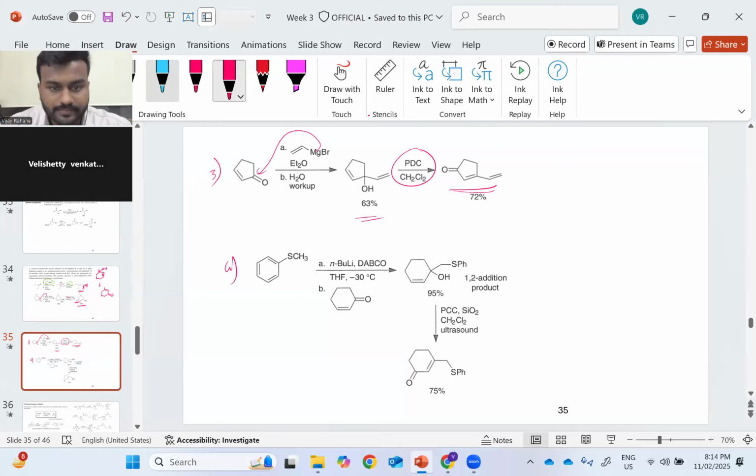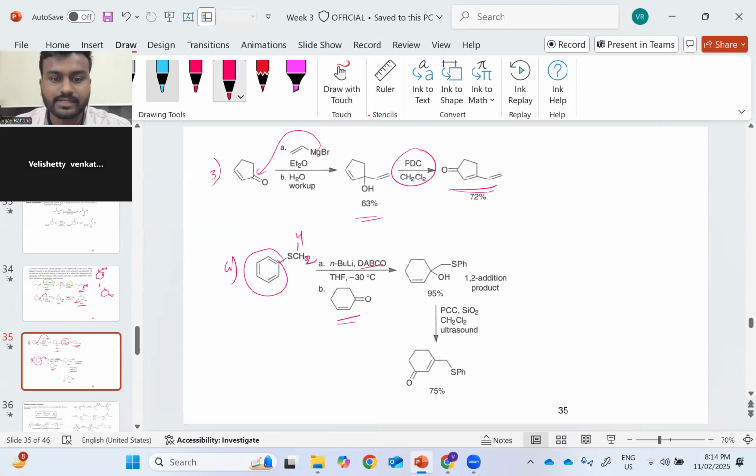Again, the next question is the reaction of this starting material with butyl lithium. The butyl lithium obviously abstracts the proton, followed by DABCO in THF and the ketone. So what happens? This entire group is the Ph group, right? So butyl lithium extracts the proton from the CH2.